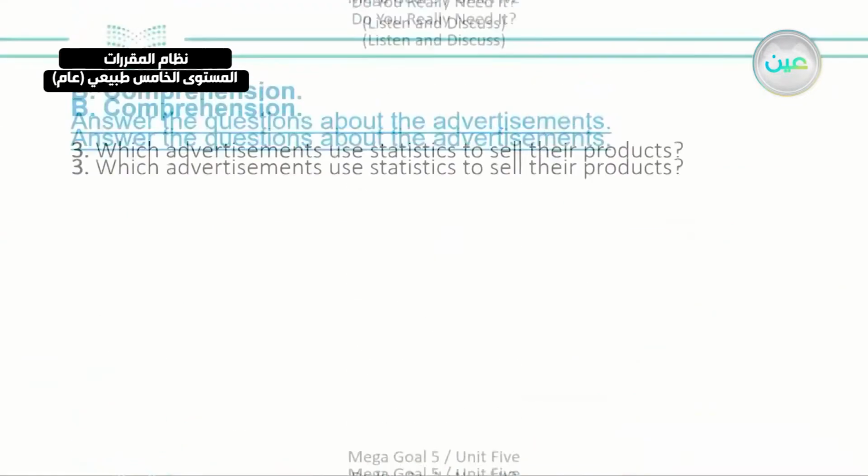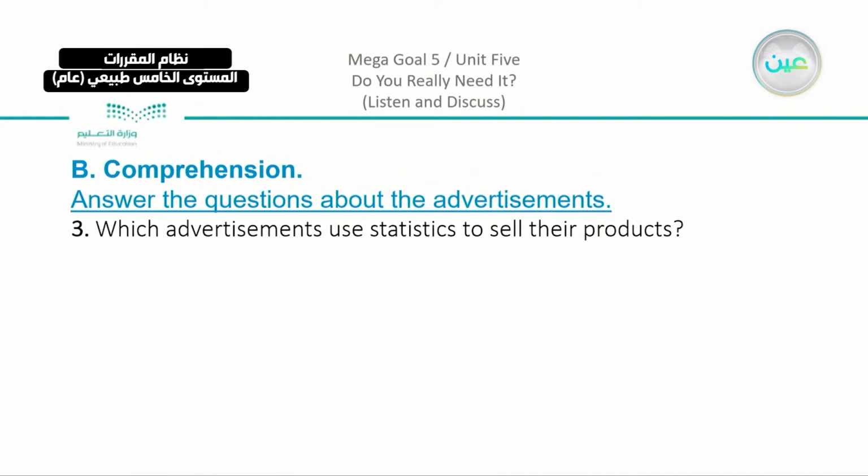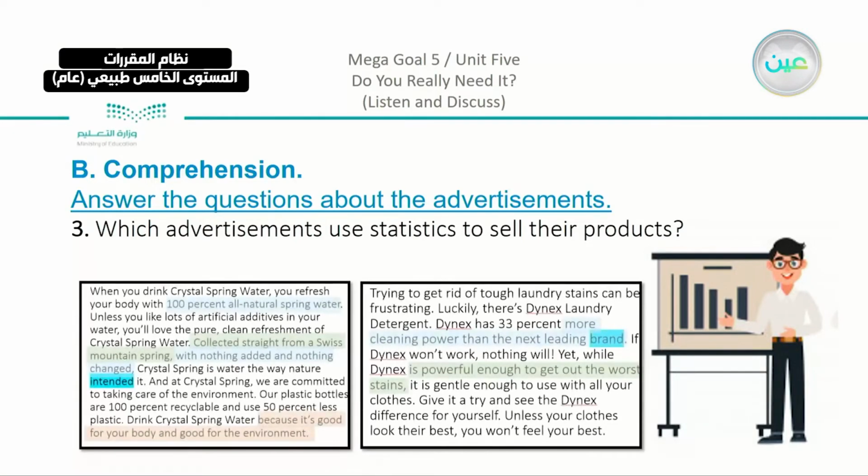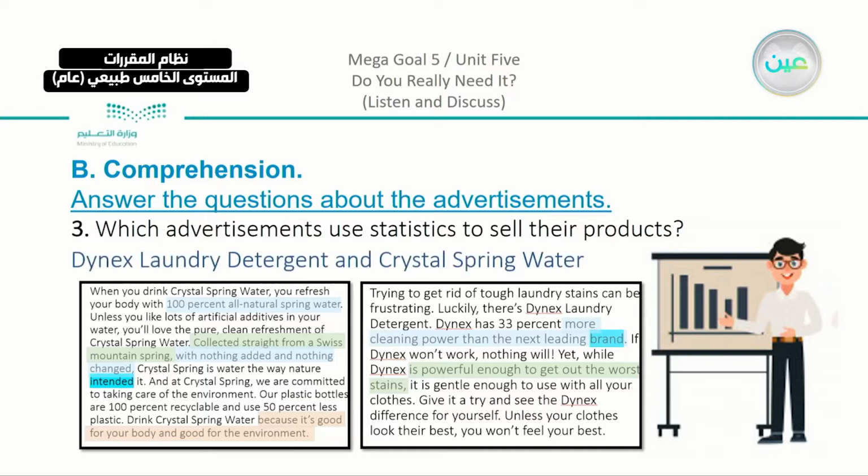The third question: which advertisements use statistics to sell their product? Which one uses them? Actually, in the book yesterday we talked about two. Just to make it very clear, we have the part where you refresh your body with 100% all natural spring water, and the laundry detergent that has 33% more cleaning power. So our answers are the laundry detergent and also the spring water.